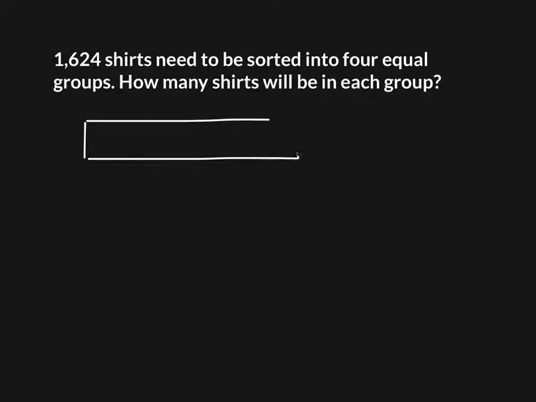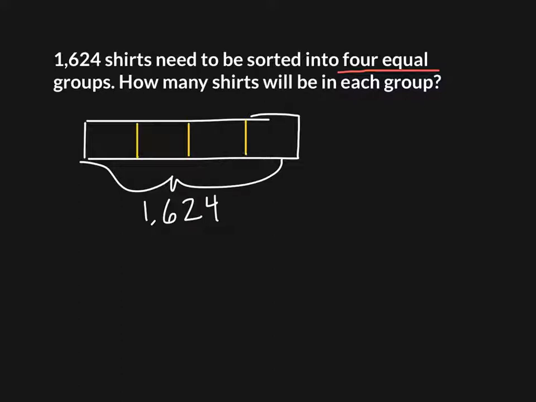For this one, I'm going to start with my large tape diagram, and I know that the total number of shirts is 1,624. This is a problem where they tell me that they are divided into 4 equal groups. So I can divide this tape diagram into 4 equal groups. Now the number in each group is the mystery. That's what we're trying to figure out. And I can use division to do that. So 1,624 divided into 4 equal groups. So do the division, figure it out, and tell me how many shirts will be in each group.